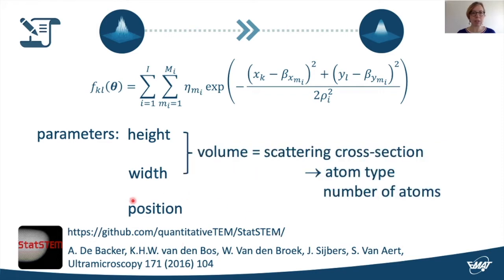The estimated positions result in quantitative measurements for the atomic column positions, and based on the height and width, the volume under each Gaussian function can be estimated. This is a so-called scattering cross-section, which for STEM imaging is very sensitive for the atom type and number of atoms in a column.